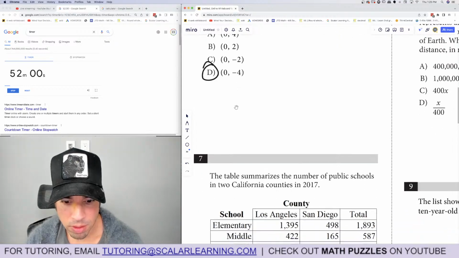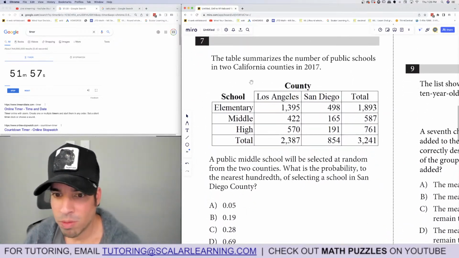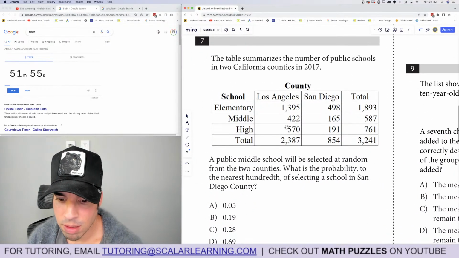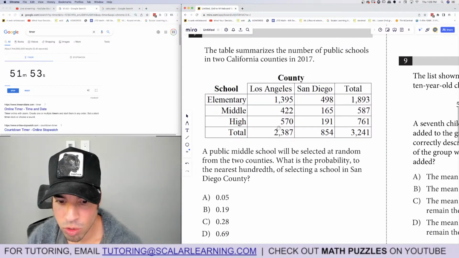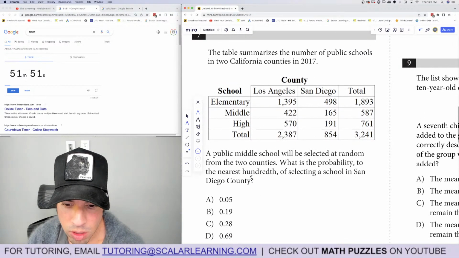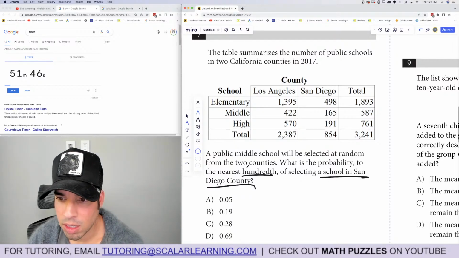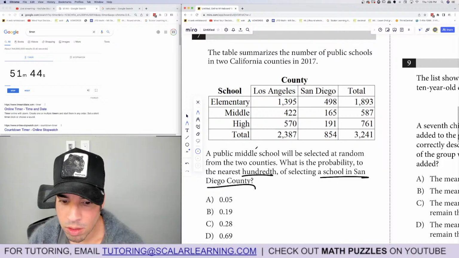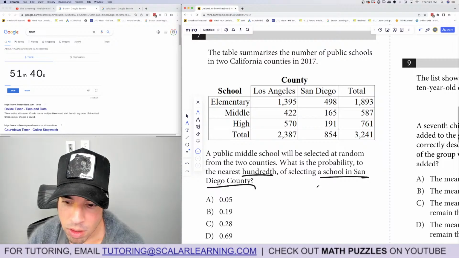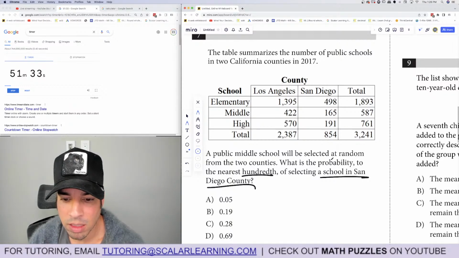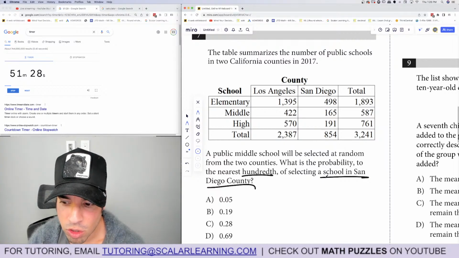Okay, number 7. The table summarizes the number of public schools in 2 California counties in 2017. A public middle school will be selected at random from the 2 counties. What is the probability to the nearest 100th of selecting a school in San Diego County? Got it. Wait, hold on one second. A public middle school will be selected at random from the two counties. What is the probability to the nearest 100th of selecting?